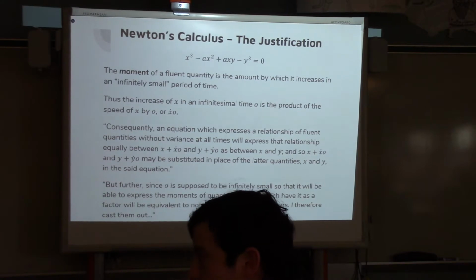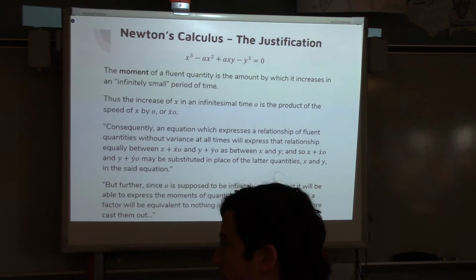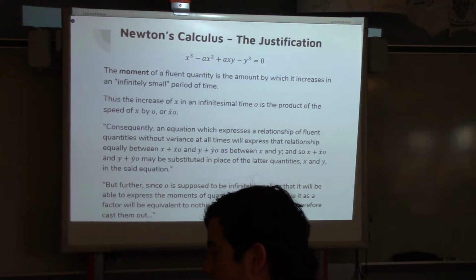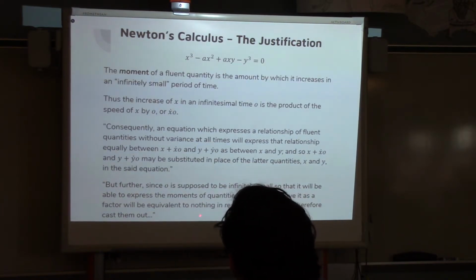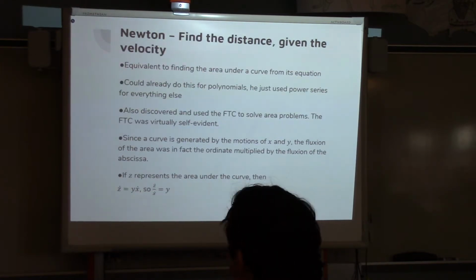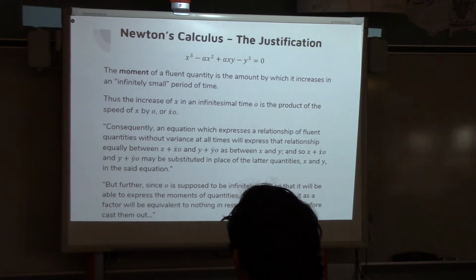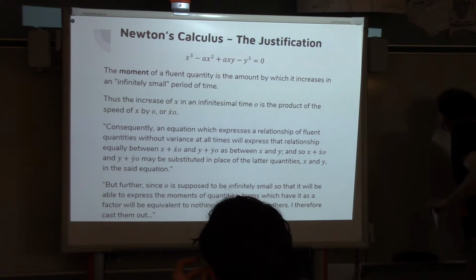And then this phrase which he used, I think this was the last thing we did on Wednesday, he says, since O is infinitely small, terms which have it as a factor will be equivalent to nothing in respect of the others. I therefore cast them out. This is his justification for blowing off the terms with infinitesimals in them.